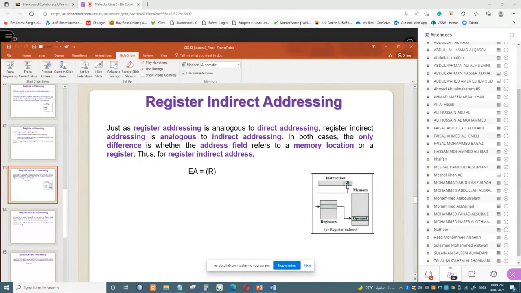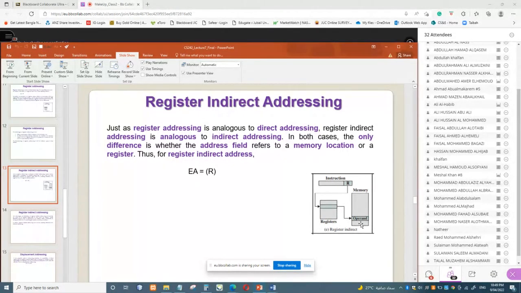So in case of register indirect addressing, the instruction doesn't contain the address of the memory location. Rather, in the instruction, we contain the number of the register. So we say that my operand is stored in register number 5. You have to go to register number 5, but register number 5 contains the address of your actual memory location that contains your operand. Are you following what I'm saying?